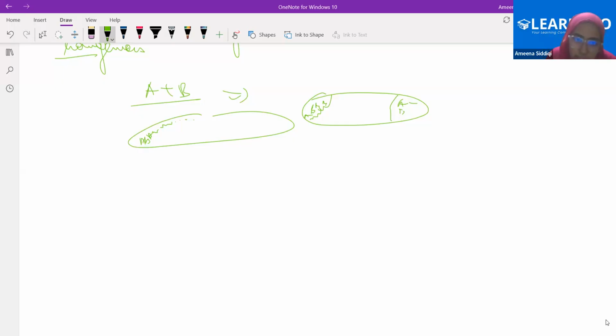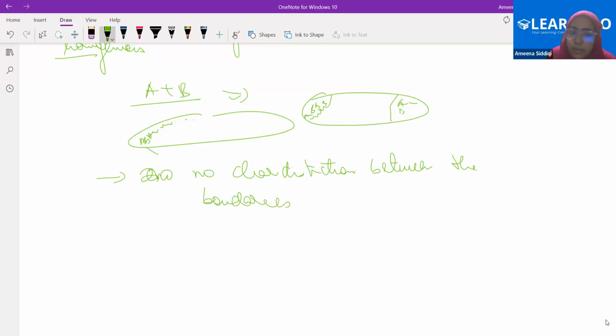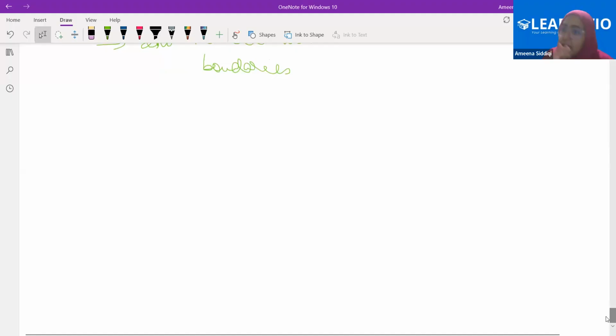Now see what happens. Obviously, in case of a homogeneous mixture, there is no clear distinction between the boundaries of the combining units. Let's say we have A and B in a mixture, but we will not be able to tell which one is A and which one is B. Is it clear?